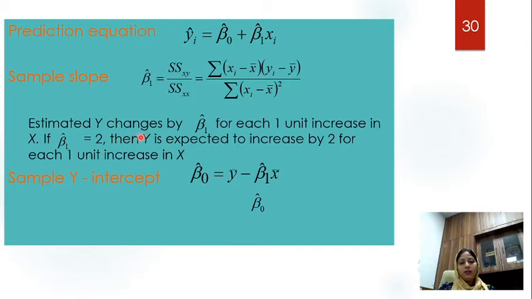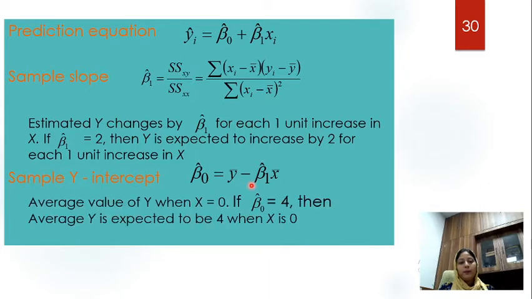Estimated y changes by beta 1 hat for each 1 unit increase in x. Example, if beta 1 hat is 2, then y is expected to increase by 2 for each 1 unit increase in x. The sample y-intercept beta naught hat is given by y bar minus beta 1 hat x bar. It is the average y value when x is equal to 0. If beta naught hat is equal to 4, for example, then the average y is expected to be 4 when x is 0.